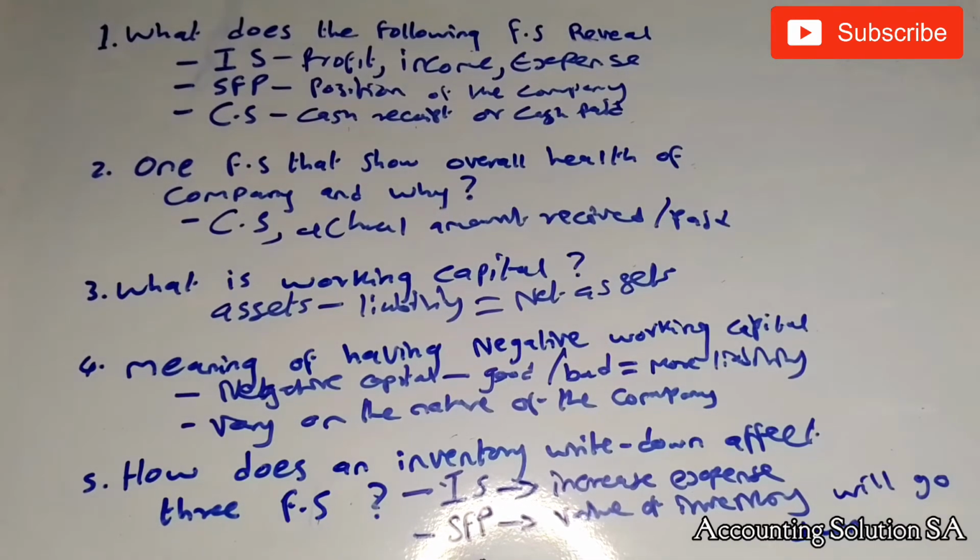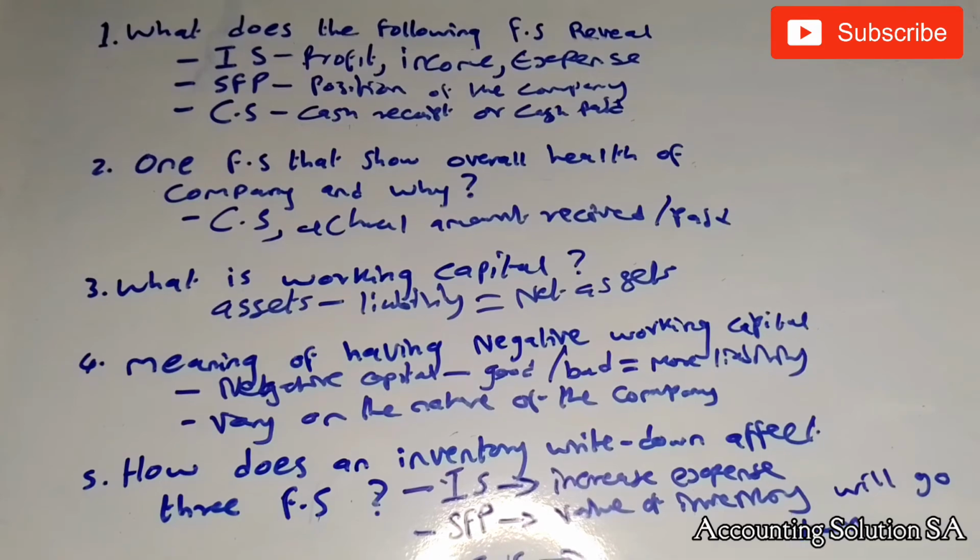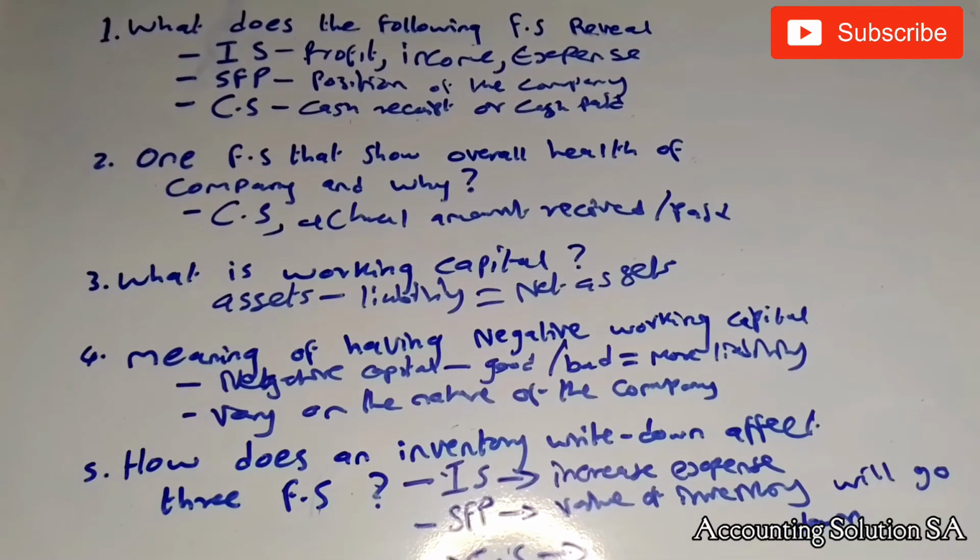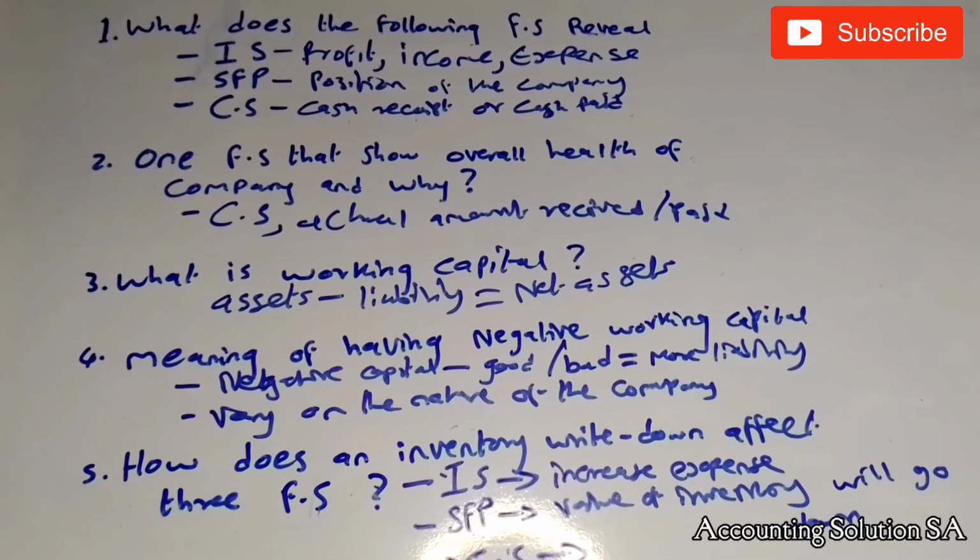Okay, then what about the cash flow statement? Alright, so when we come to the cash flow statement, there is no effect when we write down the inventory. Remember, the cash flow statement deals with only what? Cash items. So when we write down inventory, we are just reducing the value of inventory. There is no cash that has come in, there is no cash that has gone out, which means that there is no effect when we come to the cash flow statement.